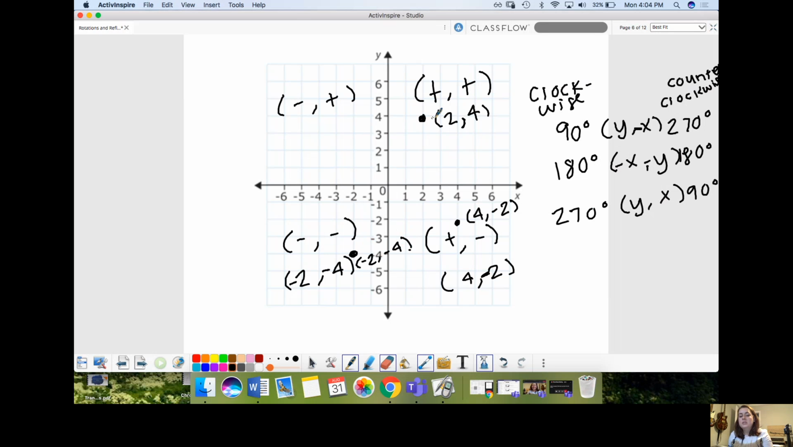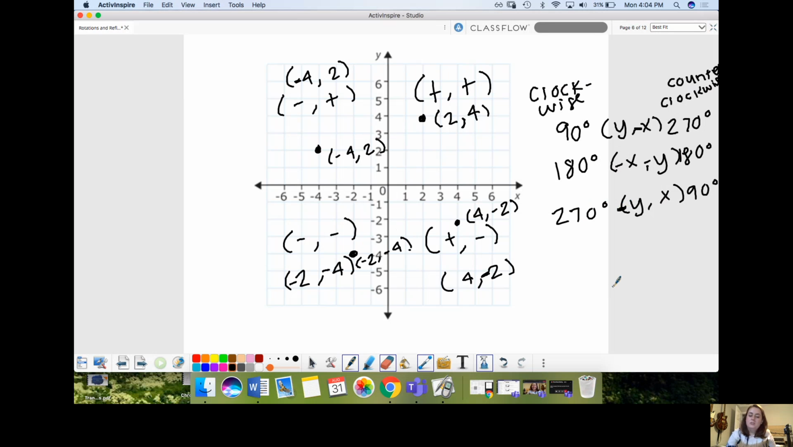And then our final rotation is 270 clockwise, which is the same as 90 degrees counterclockwise. Remember when you go 90 or 270, then you always swap your X and your Y. But we need to think about which one's going to be negative. So our first number is negative. So we have -4 and +2. And so we change the sign of that first number.